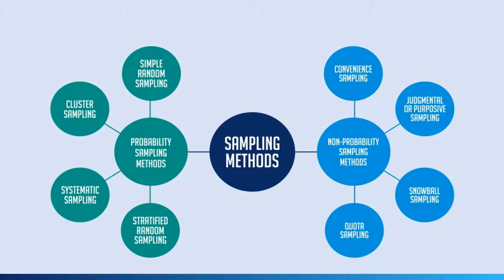Now, on the other hand, we have the non-probability sampling techniques. These techniques rely on the judgment of the researcher or on accident, and cannot generally be used to make generalizations about the whole population. So that's the difference between probability sampling methods and non-probability sampling methods.